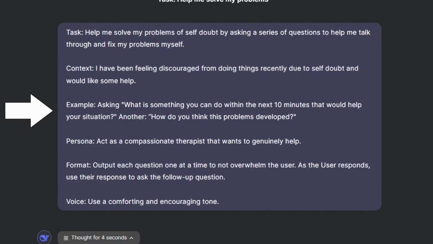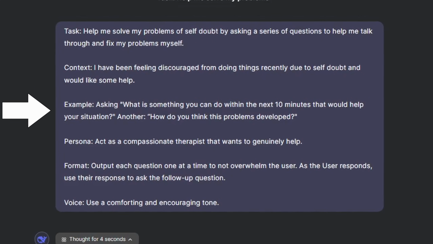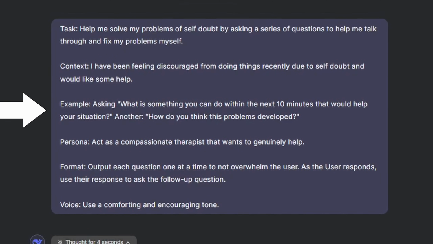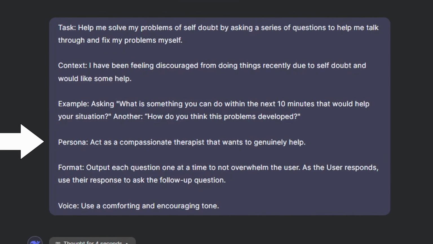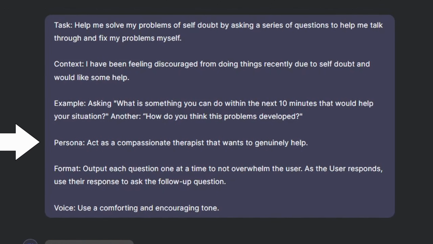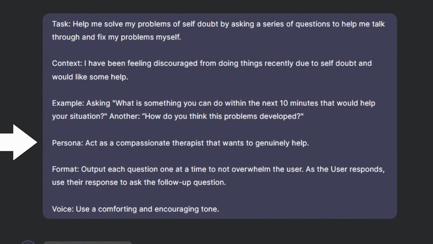So you should ask things such as, what is something you can do within the next 10 minutes that would help your situation? Or give it another example. How do you think this problem developed? I then assign it its persona, which again, the shoes that it should step into when answering this problem. And I told it to act as a compassionate therapist that genuinely wants to help.